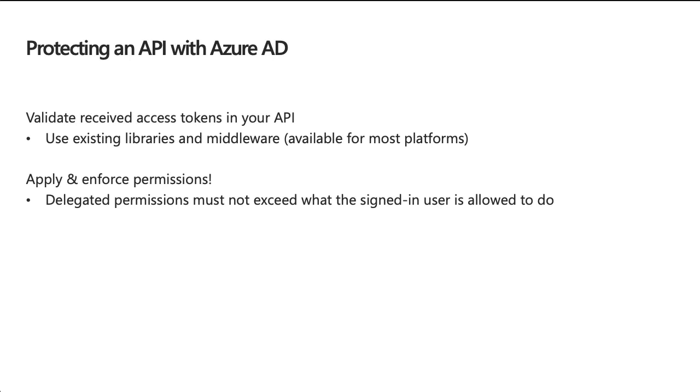Microsoft Identity only returns blobs of text as access tokens. Your API should always validate the access tokens and ensure that they were provided by Microsoft Identity. Access tokens are signed with a private key, and you can verify their authenticity with the matching public key. Microsoft Identity provides libraries and middleware available for most platforms that are going to simplify this process.